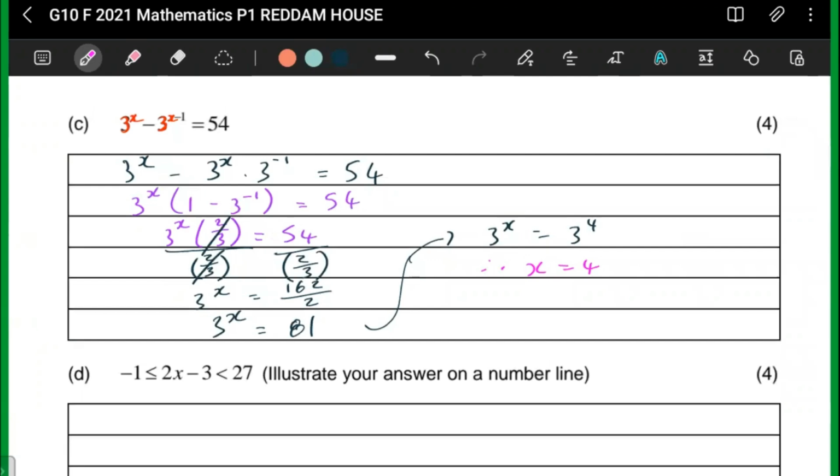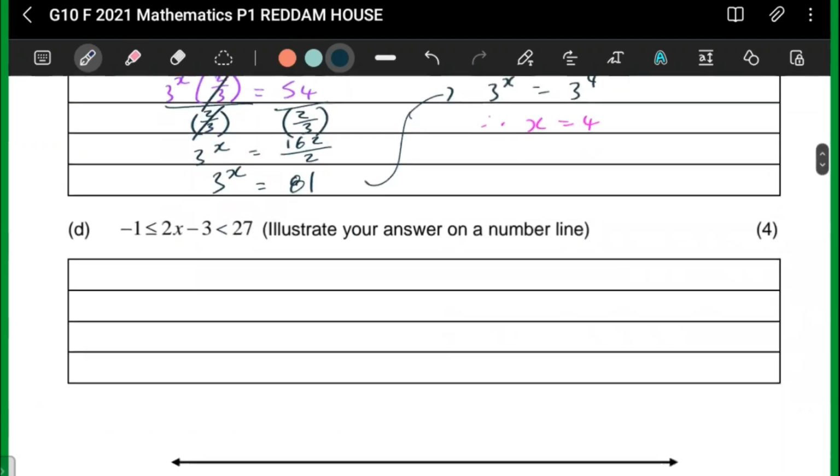D here is saying illustrate your answer on a number line. Before you can illustrate your answer on a number line here, you need to be careful. You need to make sure that you isolate x. So isolating x here, you have to work with everything around x, one by one. The one thing to start with here is the minus 3. So to get rid of a minus 3, you have to add 3 everywhere. So you're going to add 3 here, and then add 3 here, and then add 3 here.